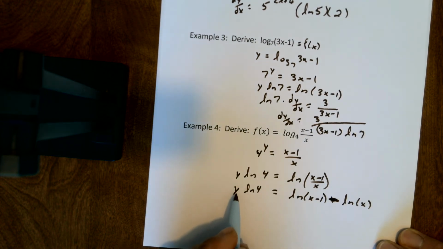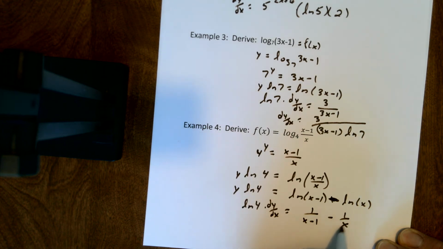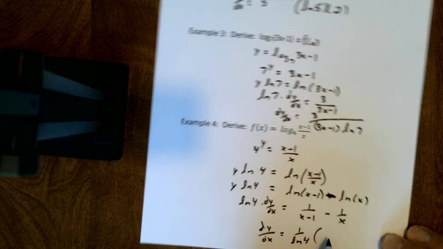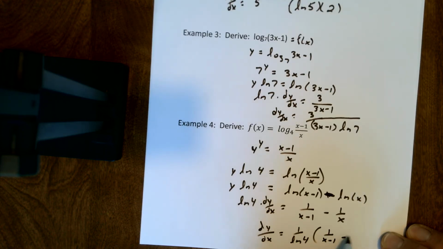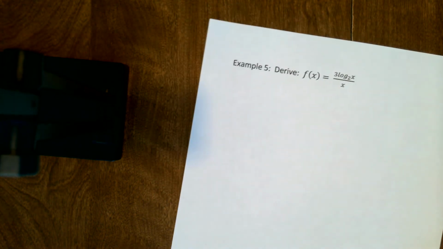Go ahead and find our derivative. Derivative of y natural log of 4 is going to be the natural log of 4 times dy dx. And that's going to equal 1 over x minus 1 minus 1 over x. I can then go ahead and divide my natural log of 4 over. So dy dx is going to equal 1 over the natural log of 4 times 1 over x minus 1 minus 1 over x. And you could go ahead and find a common denominator if you want. Simplify it however you want to look at it. We've done that before, so I won't bore you with that now. I have one last problem here.